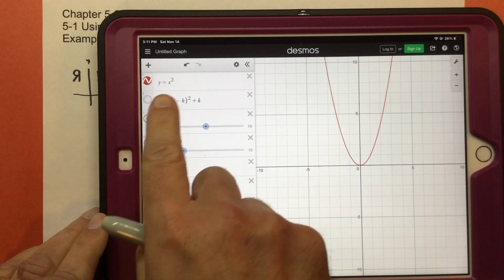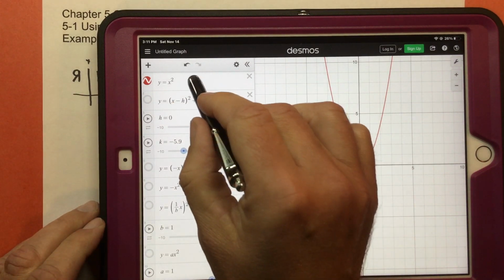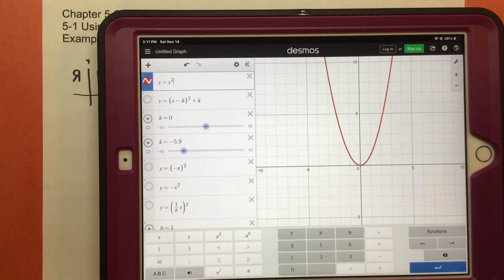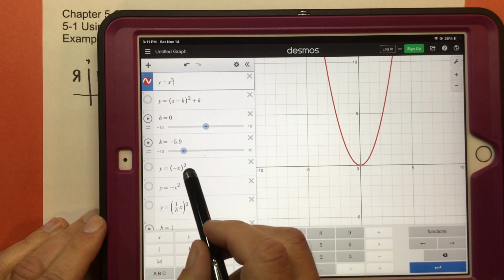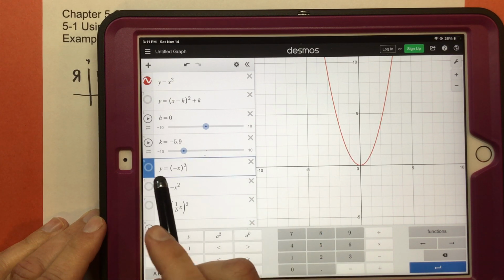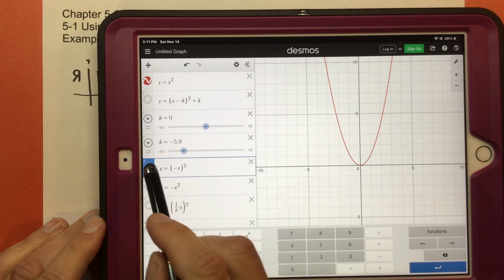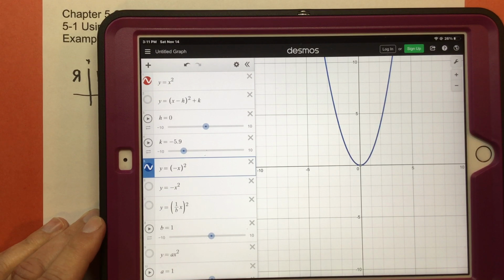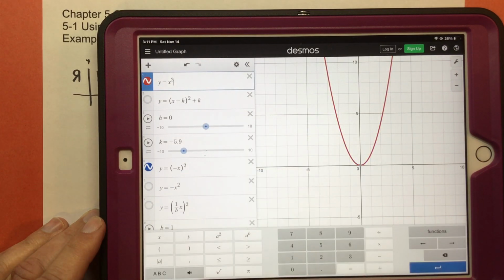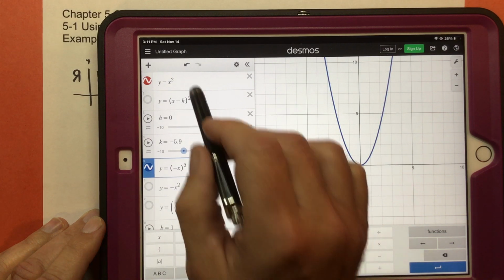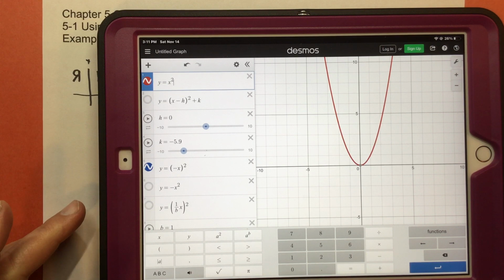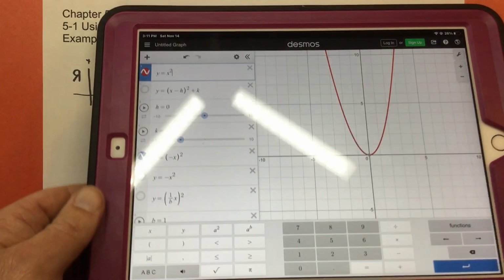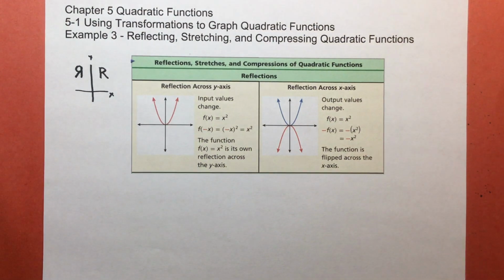So, one more time, this is my parent function, just y equals x squared. And I've got the stuff in there from last time. But now I'm going to graph this one right here, which is y equals negative x squared. And watch what happens. So that's the blue graph. That's the red graph. Blue, red, blue, red. They don't change. Both of them are in the same place. Why is that the case?